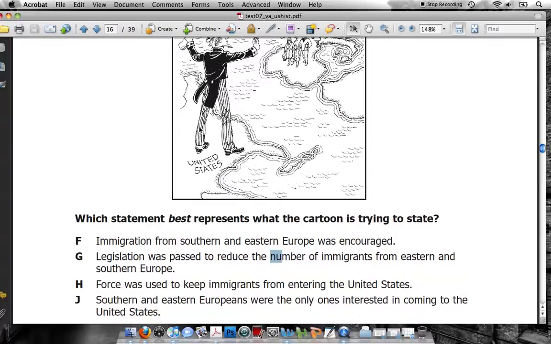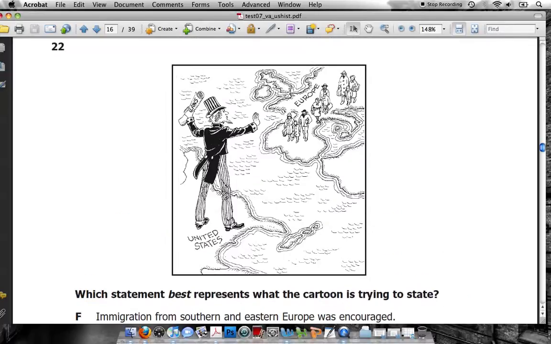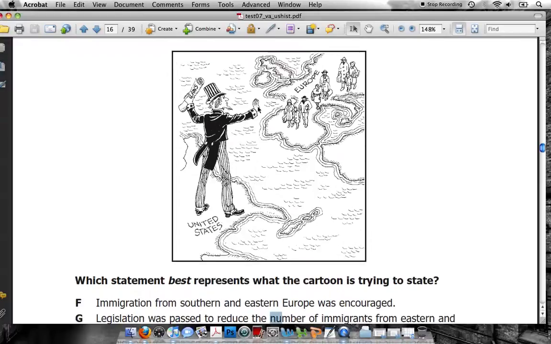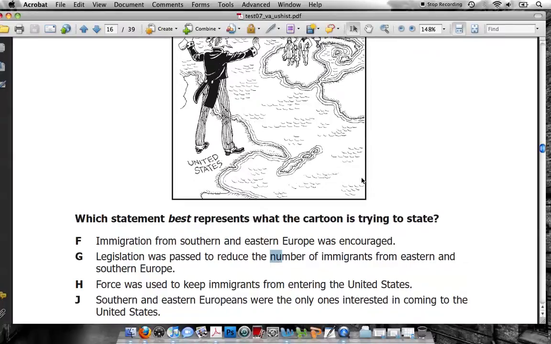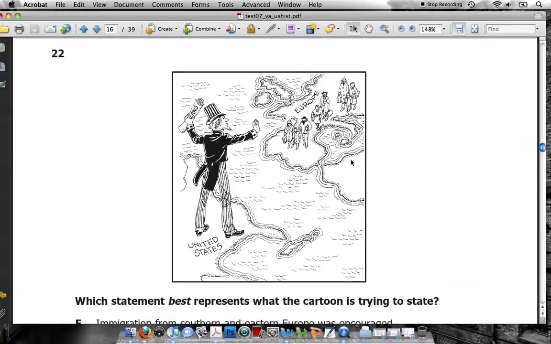J. Southern and Eastern Europeans were the only ones interested in coming to the United States. Well, folks are coming from all the way over in Eastern Europe, and they are more in the South. And there aren't people coming from Northern Europe or from Canada or from Mexico or Cuba or Africa. But that doesn't necessarily make sense because that's not really the focus.